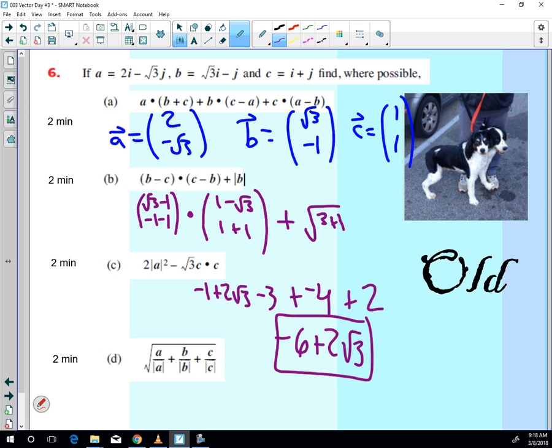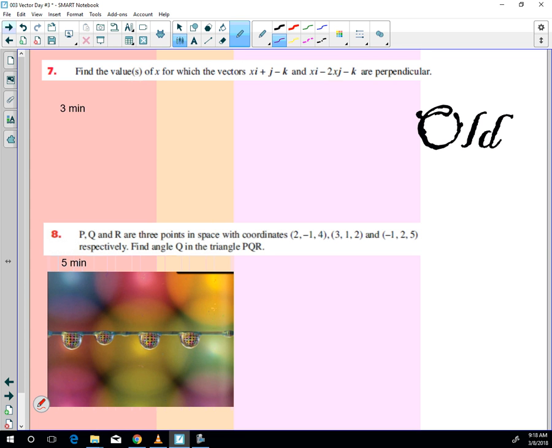Okay. Any others on that page you want to see? I picked a good one there since there's a discrepancy. And find the values. Would you go to number 7, please? Go to number 7. It says, find the values of x for which the vectors are perpendicular.